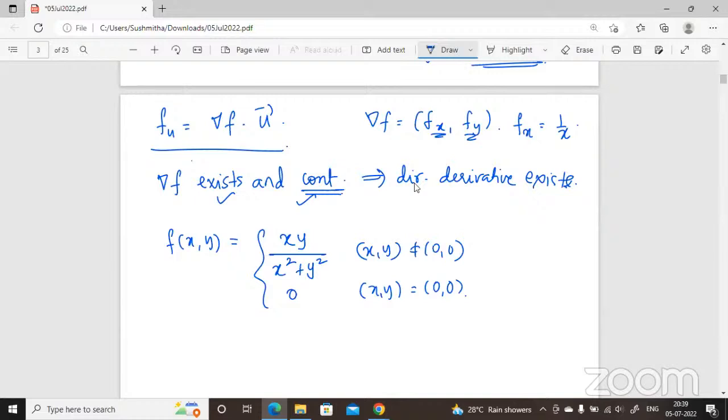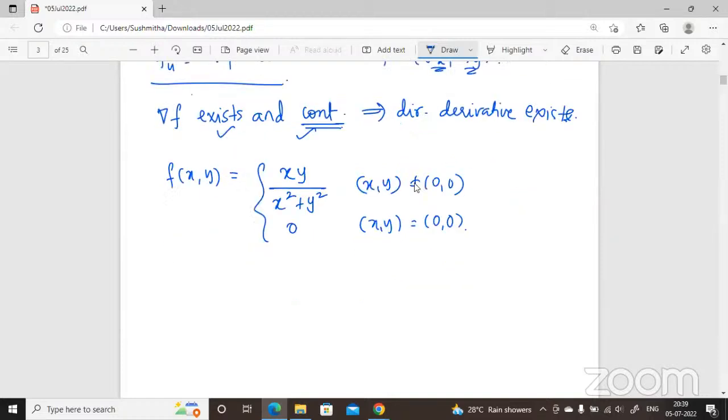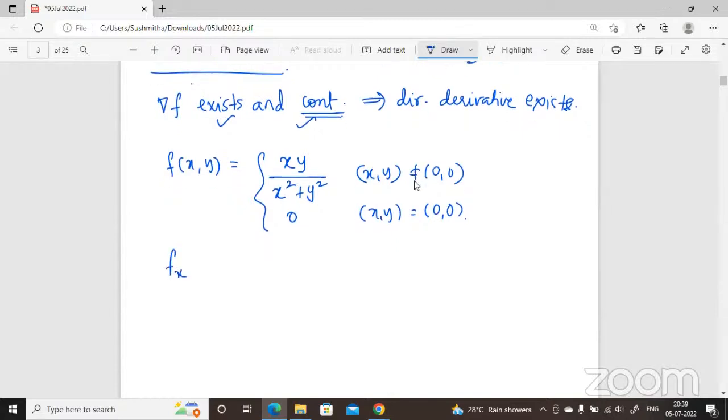In that sense, whatever is the point of consideration, at that point we look at whether the gradient exists or not. This function is not continuous, right? Was this the function? Yes, ma'am. It was the function. Okay, fine. In the example, okay, so what is fx?